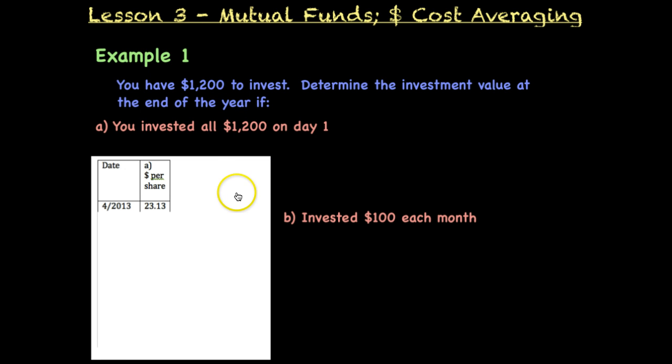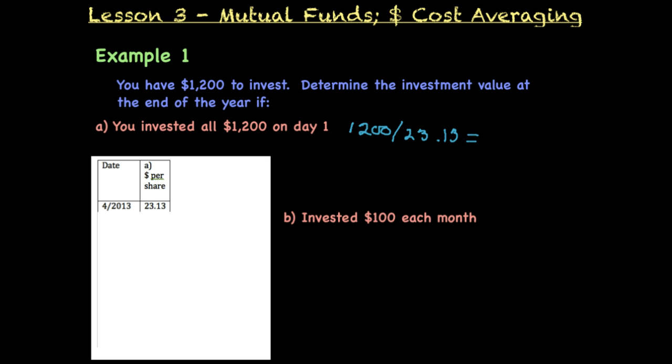Let's see what happens here. So let's see what happens if we invest $1,200 all on day one. Well, in order to do that, remember, we have to figure out how many shares we would be purchasing. So we would take 1,200 divided by the cost per share, 21.13.